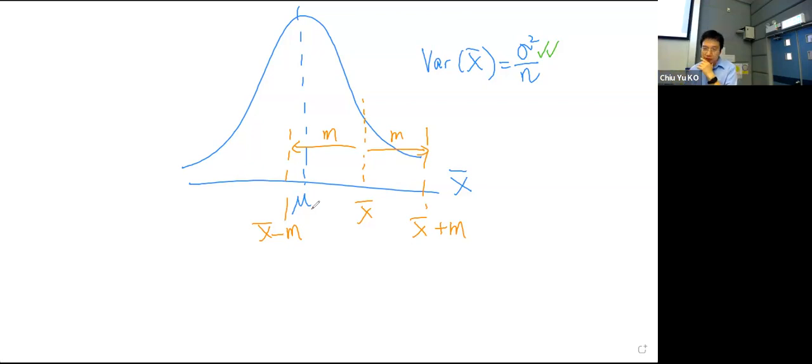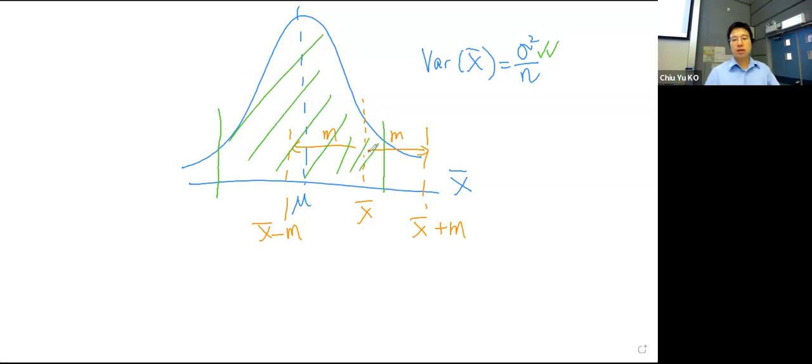But what we know is the following. We can think of it in a reverse way. How likely is X bar to fall within this region if we know mu? Suppose you know mu. Then we can see how likely X bar falls within this one. We know how to calculate this number. Suppose I want this area to be 1 minus alpha.